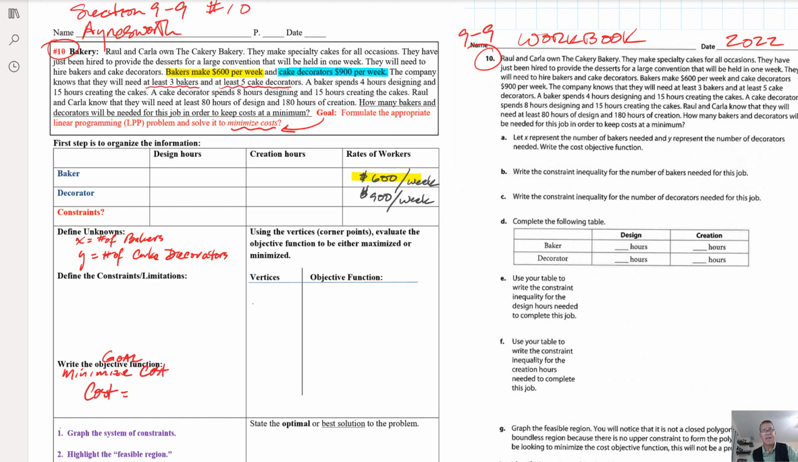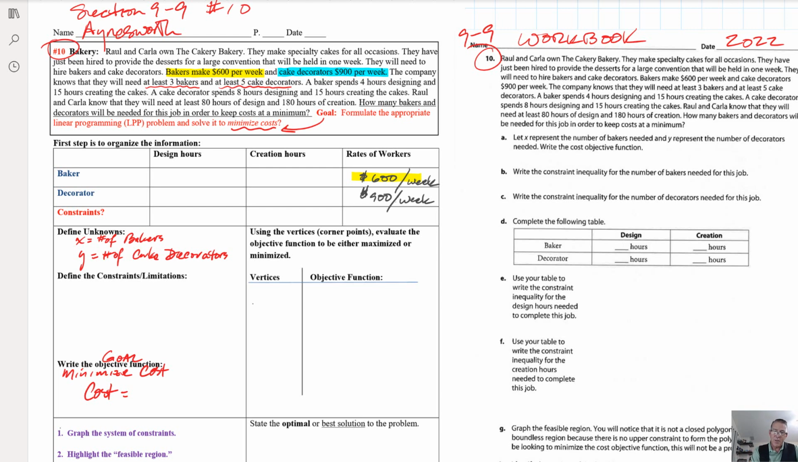Well, let's read that again and let's figure that out. The cost objective function. All right. Well, it costs money for the bakery because you have to pay your employees. You got to pay the baker $600 per week, and you got to pay your decorators $900 per week. And so obviously there's a cost associated right there.